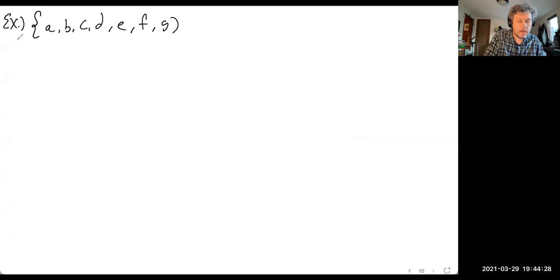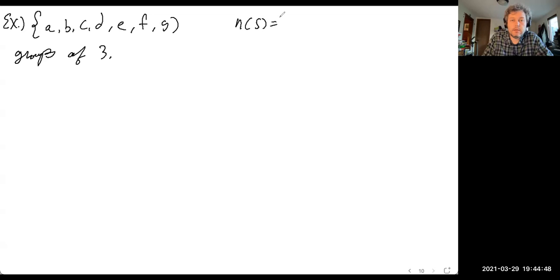And let's find groups of 3. How many groups of 3 out of these elements? 1, 2, 3, 4, 5, 6, 7. 7 elements. So the number in the set is 7. How many groups of 3 can we make out of 7 items? That's going to be 7 choose 3.